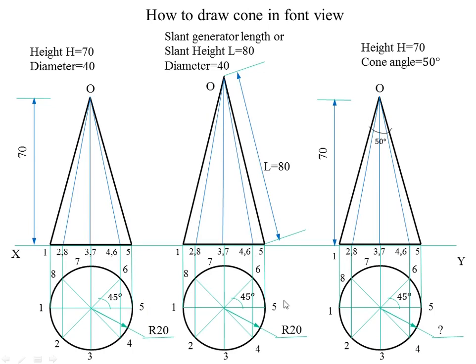Now cone geometry can be drawn in three different ways. First, if we know the height and the radius or diameter, we can directly draw this cone. Second, we know the slant generator length or slant height L, and we know the diameter. In this way also we can draw the cone. Another is that we know the height and we know the internal angle. This method also can be used. Here we don't know the radius, so we have to find it out. First we will draw the height, and from this height we mark 25 degrees. So we will get this radius. In this way we can draw the cone.